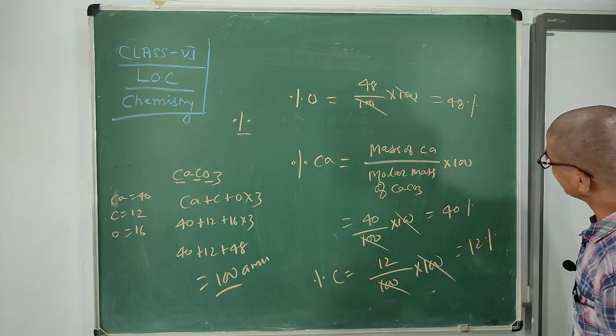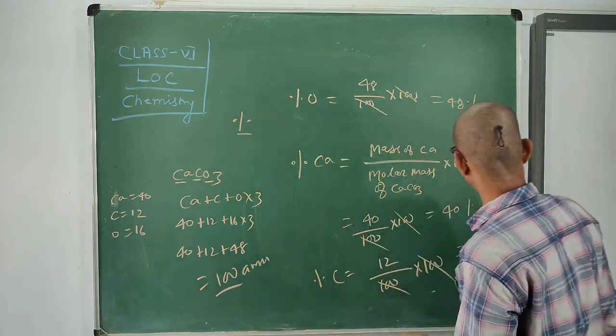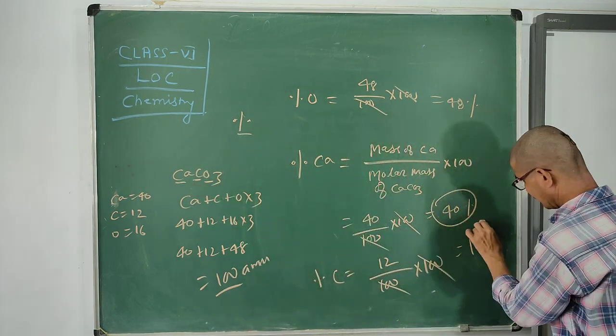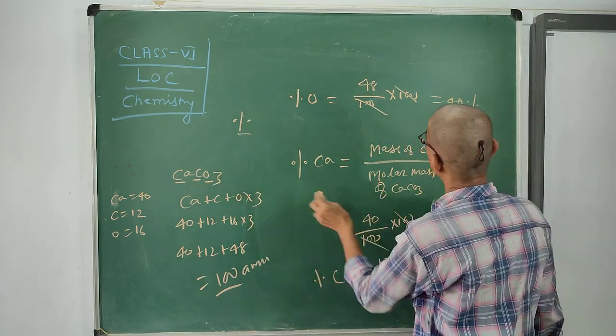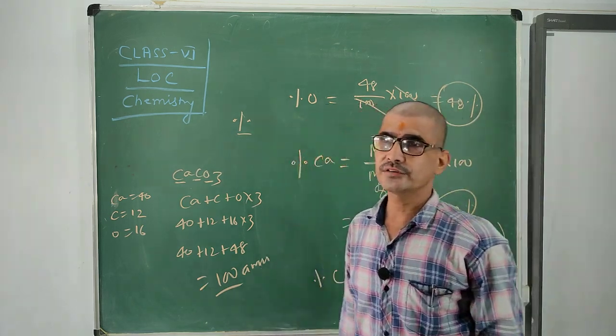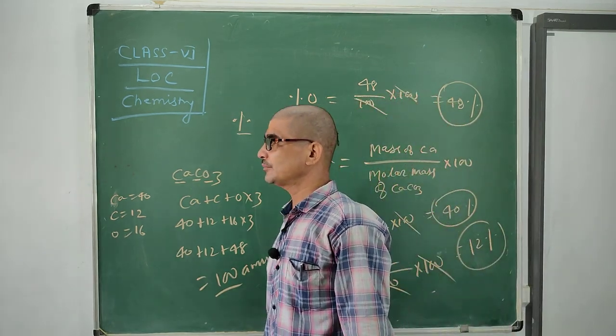So this is a way for the calculation of percentage of an element. So in calcium carbonate, percentage of calcium is 40%, percentage of carbon is 12%, and percentage of oxygen is 48%. So this is the way for the calculation of percentage of an element in calcium carbonate.